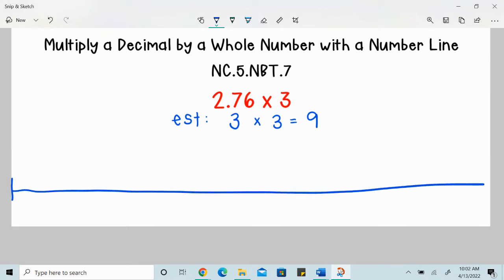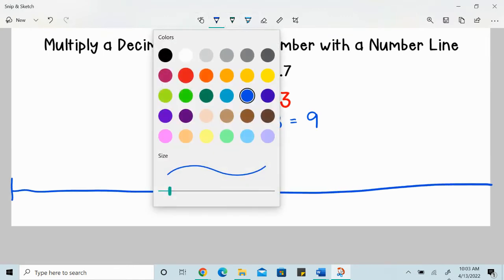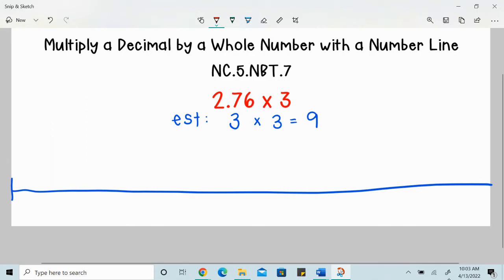I'm going to begin by drawing an open number line. And now I know I need to show 2 and 76 hundredths 3 times. One way that makes sense to me to do this with a number line is to decompose 2 and 76 hundredths and multiply each part times 3. So I'm going to look first at the 2 wholes. I know that I need to show 2 wholes 3 times.